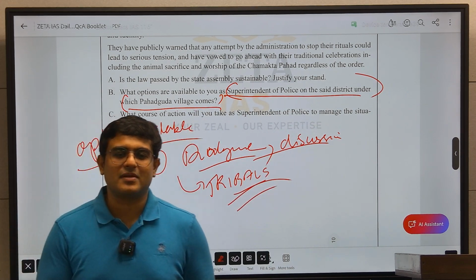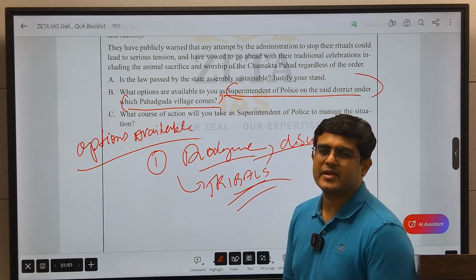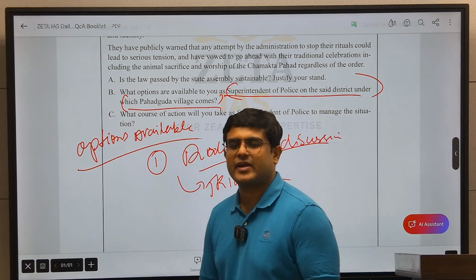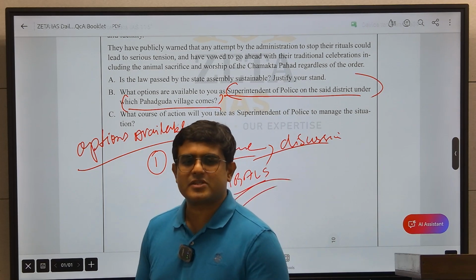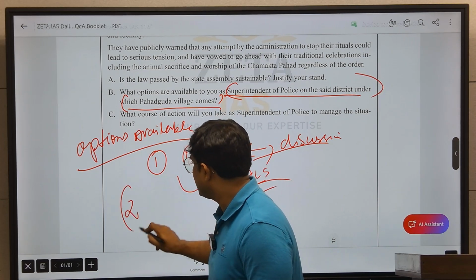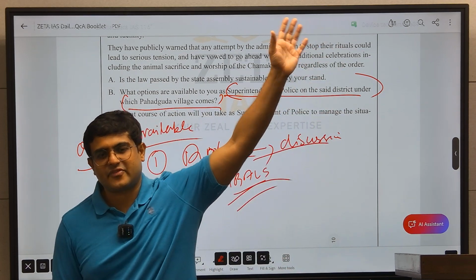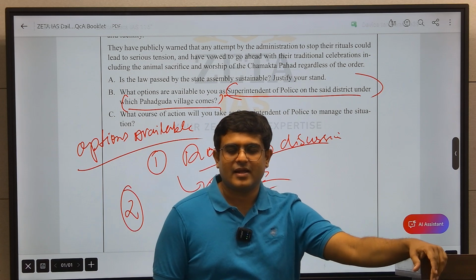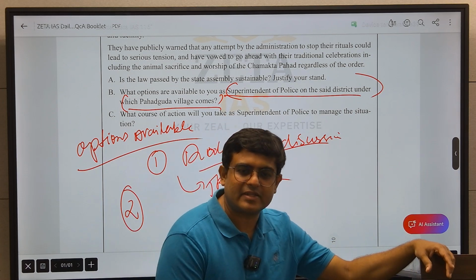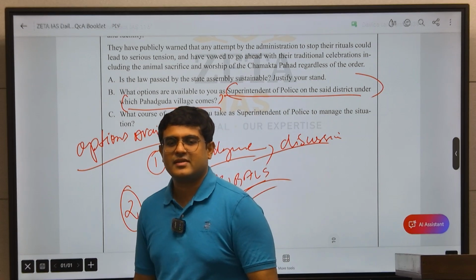please, if possible, till we amend the law, please do not celebrate. It might invite some punishment. That can be one option. Second option, you try to find the middle ground. Don't sacrifice animals at the Pahad, at the Chamakta Pahad. Sacrifice at the foothills and carry the prasad there, have food there.